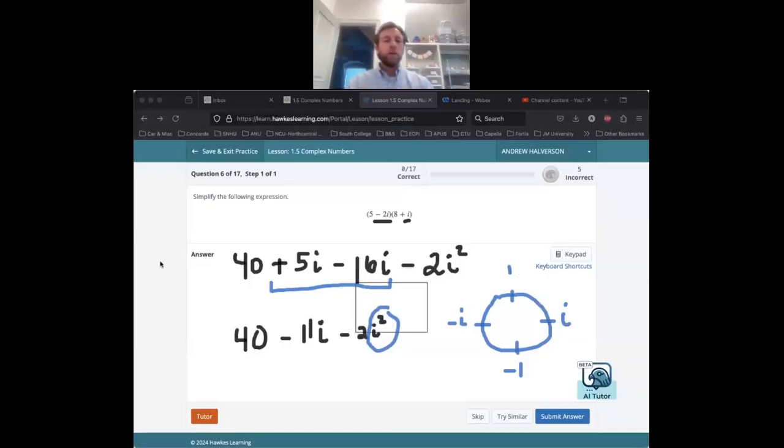Well, if we think of the exponent of 2 here as 2 steps on the clock, so 1 step, 2 step, and so i squared reduces down to -1. And so we're going to replace here the i squared with -1, and then just bring everything else down.